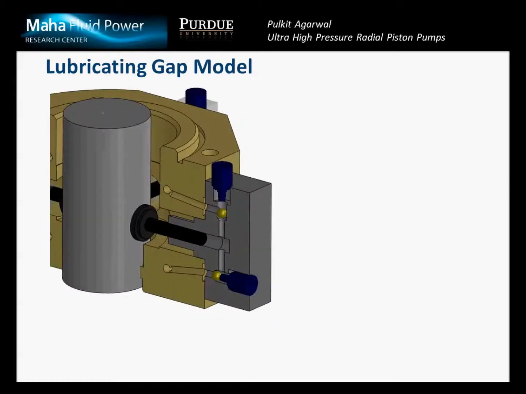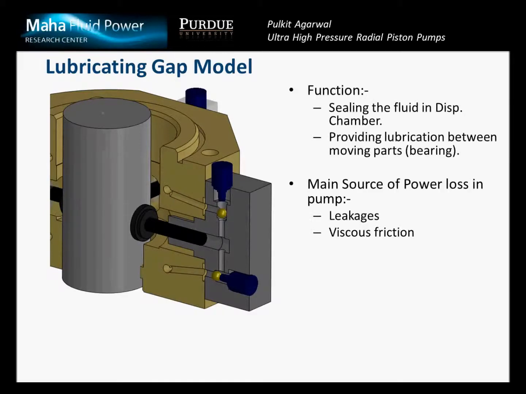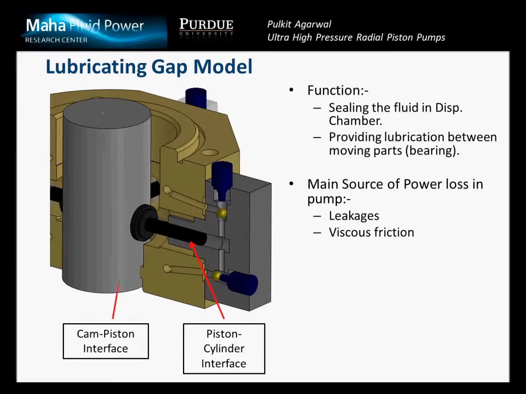Coming to the second and most important part of the project, it is to analyze the lubricating gaps present in the pump, because it is at the lubricating gaps of hydrostatic machines that the major power losses take place due to viscous friction and leakages. In the current pump design, we have 2 gaps present in the pump. First one being the piston-cylinder interface, and the second one, the cam-piston interface.